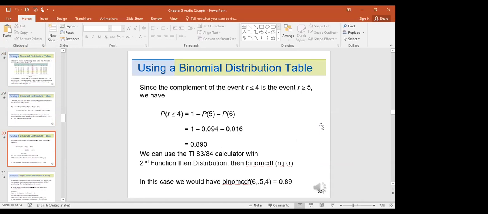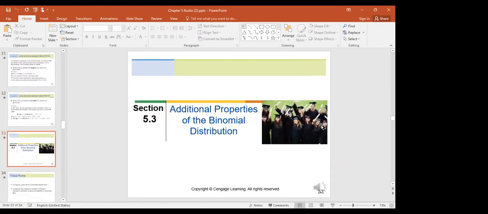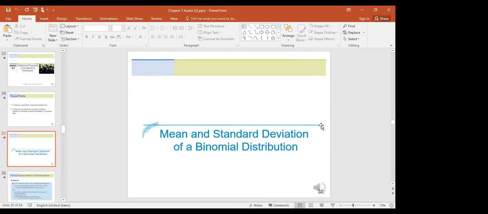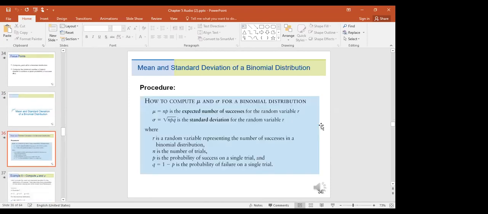Assuming that you can use your calculator to do this, I want to move on. Additional property of binomial distribution: we want to know the mean and the standard deviation of a binomial distribution. It's as simple as the mean is n times p, and the standard deviation is the square root of npq. So on a quiz, if I give you a binomial distribution and ask you to find the mean, it is np, the number of trials times p, the probability of success. And the variance is npq, the standard deviation is the square root of npq.